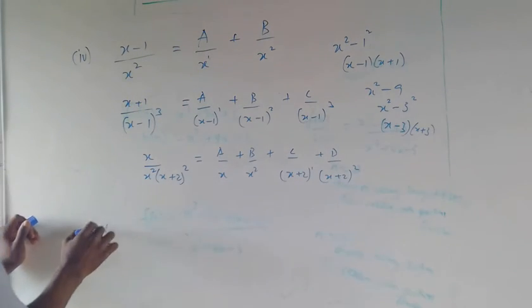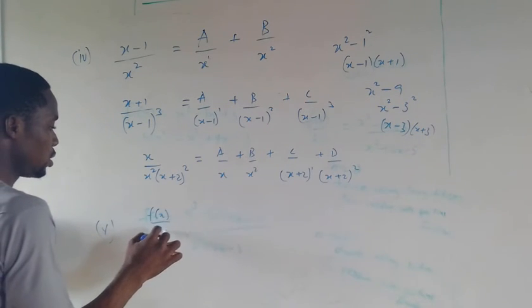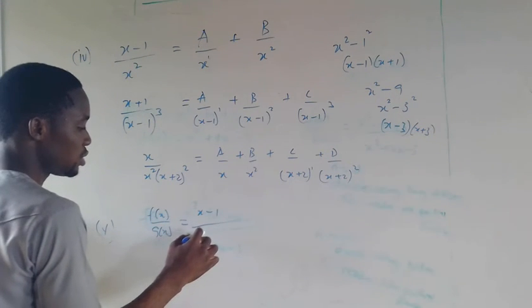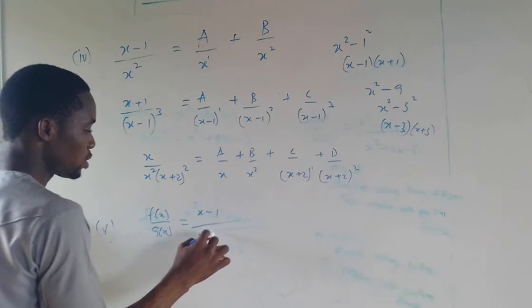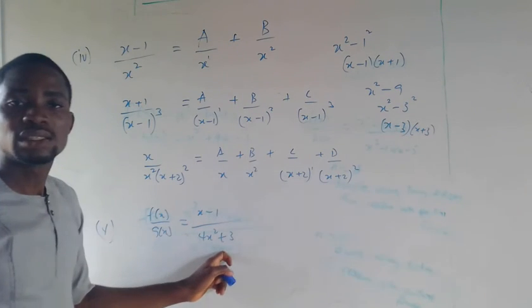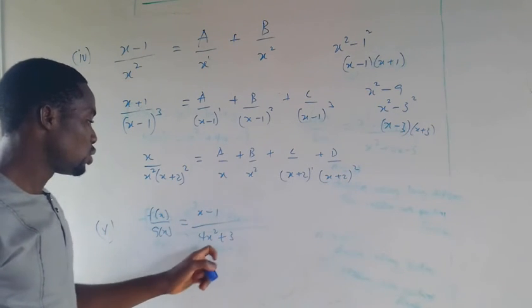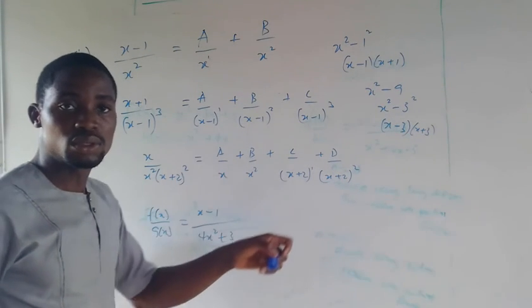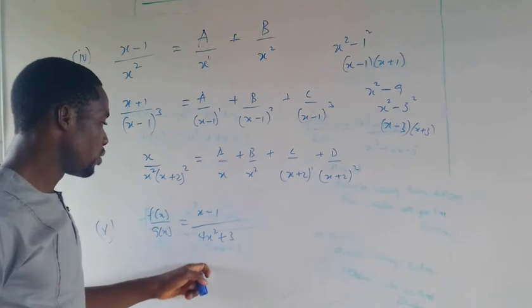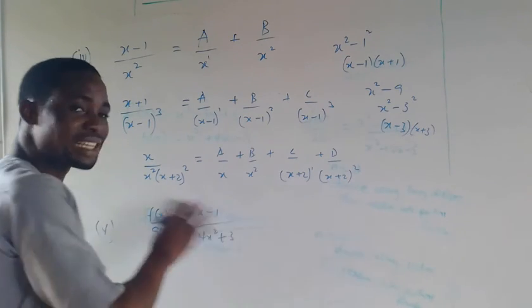Now, let's start with number 5. F of x over g of x, where my f of x is, let's say, x minus 1, and my g of x is 4x squared plus 3. Now, looking at this, I cannot factorize this because if I equate this to 0, I'm going to have x as a negative square root. If I equate this to 0, I'll get x to be the square root of minus 3 over 4.